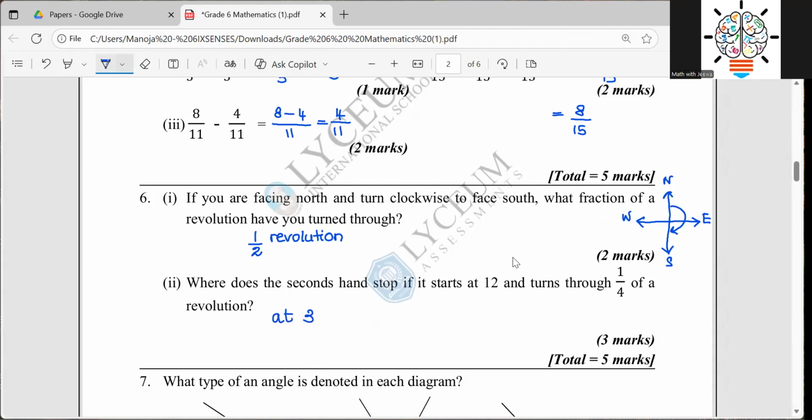3. Right? Where does the second hand stop? If it starts at 12, now it turns through a quarter revolution. Now it is at 3. Okay. So then you can show that this is 12. Right. So then like this. I will draw it nicely.